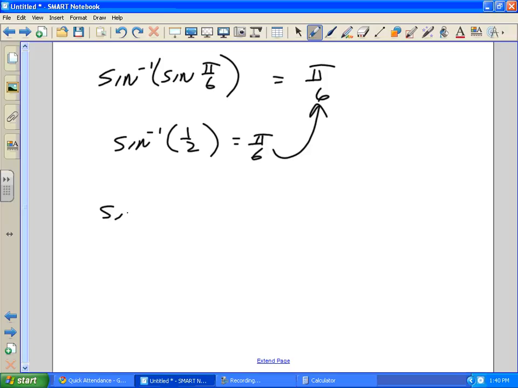So if I said to you, the sine of the inverse sine of, they use an angle that is not in the unit circle. Sorry, it's the other way around. The inverse sine of the sine of 3 pi over 8. What is that?